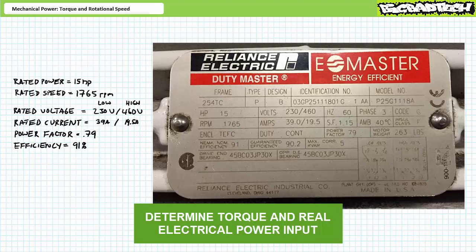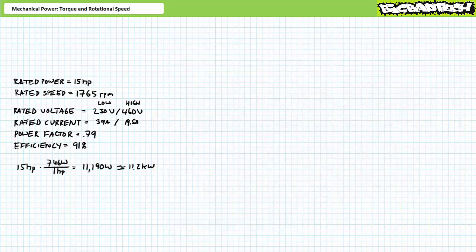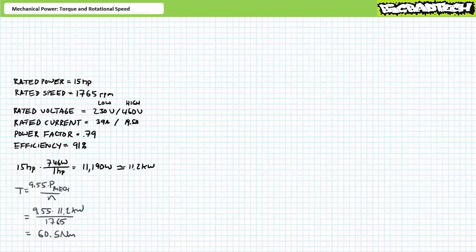First, the easy part. Let's use the power and speed data to determine the rated torque. A unit conversion demonstrates 15 horsepower is roughly equivalent to 11.2 kilowatts of power. An algebraic manipulation of the mechanical power formula solving for unknown torque demonstrates torque equals mechanical power times 9.55 divided by rotational speed. Substituting in the given mechanical power and rotational speed values demonstrates this motor exerts roughly 60.5 Newton meters of torque at the rated condition.